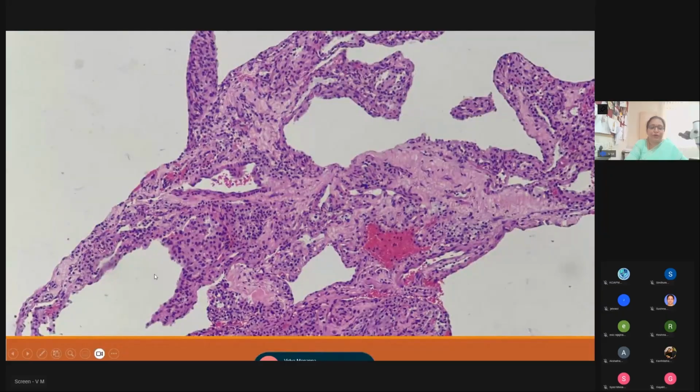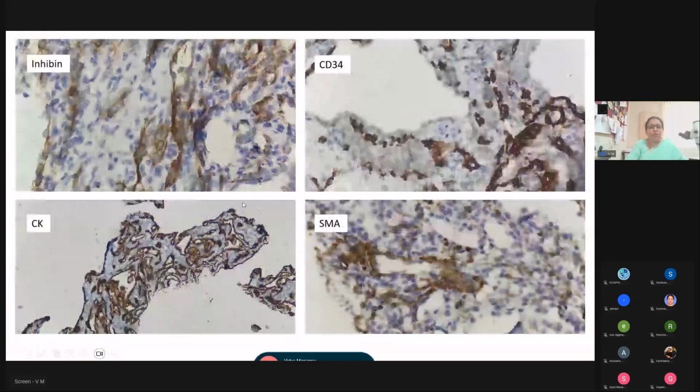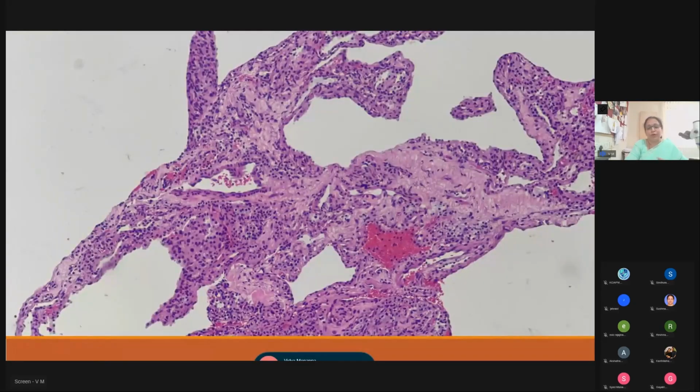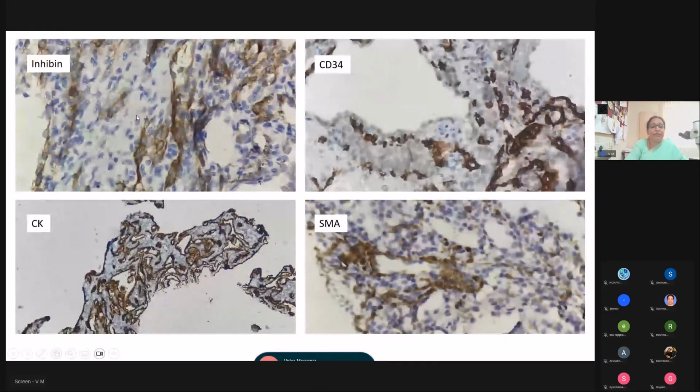There's another area, so again, cystic areas, and then the wall showing proliferation of these bland cuboidal cells with clear cytoplasm. And here is one big vessel that you're seeing here. So even we were a little lost as to what this could be. And since there were clear cells, we thought, okay, let's put an inhibin stain, and it did stain. You can see it's not stained everything, but scattered cells are positive. CD34 and SMA are just highlighting the blood vessels, and CK is nicely positive.